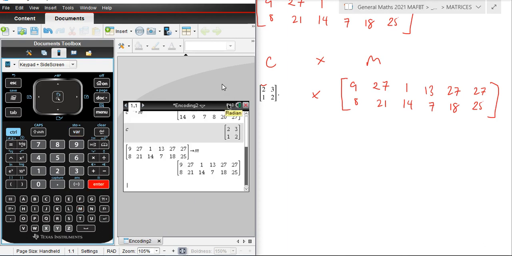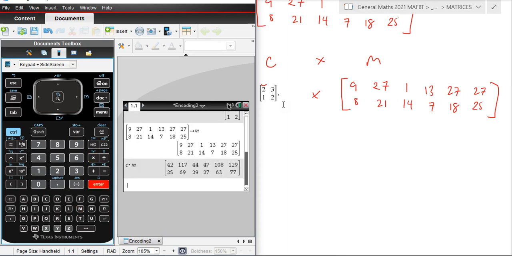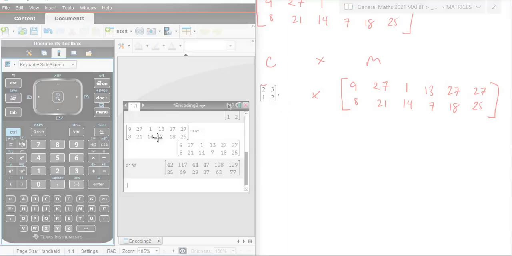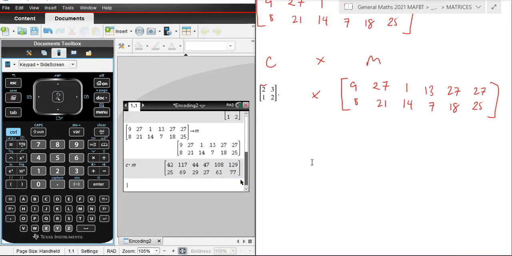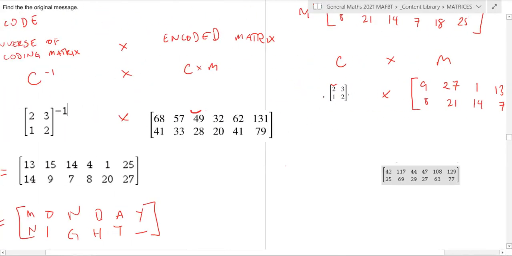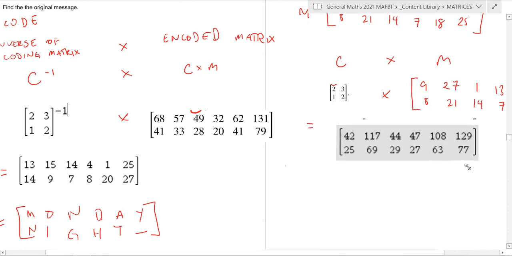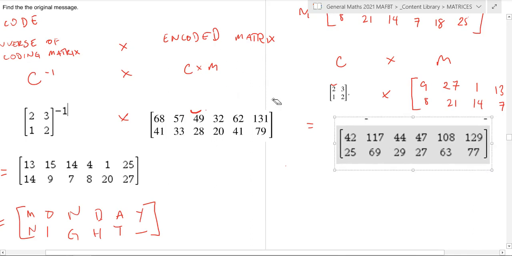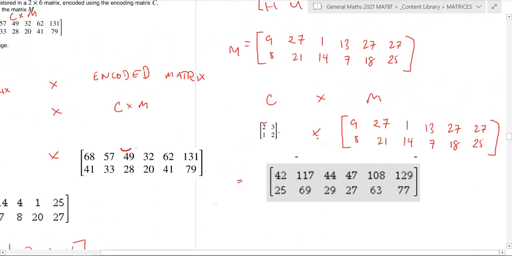Okay, so now I'm going to encode this. It's going to be C times M, C multiplied by M, and there is my answer. Right there, there's my encoded matrix. So now no one can see my message that I am hungry. But once you've encoded the matrix, you'll now need to decode it.